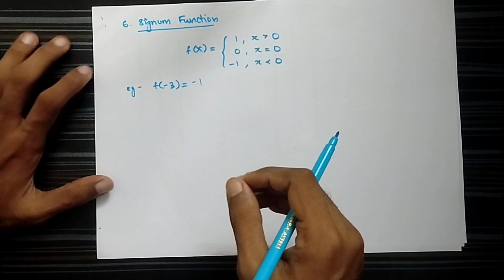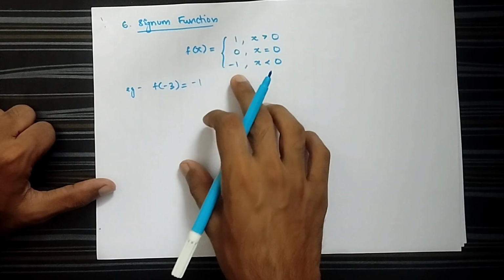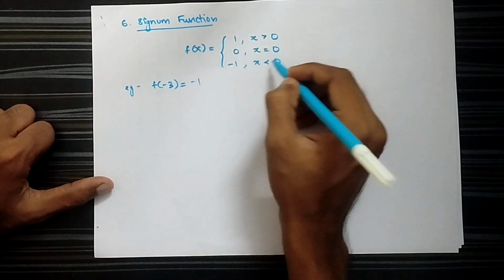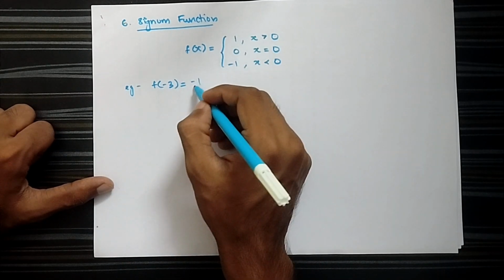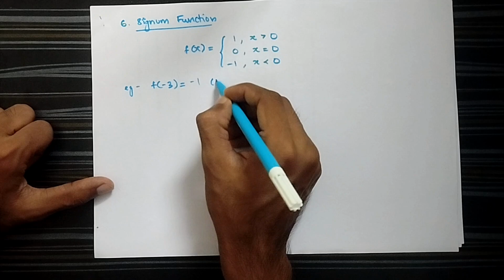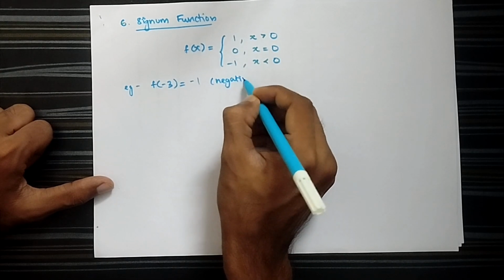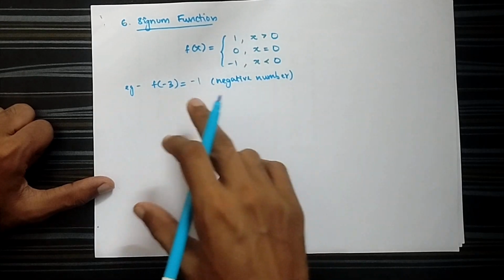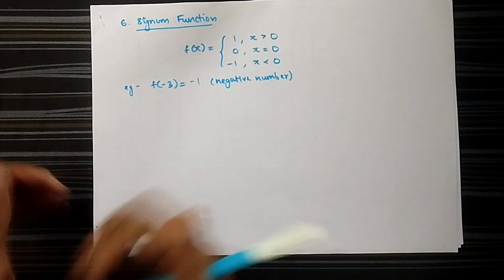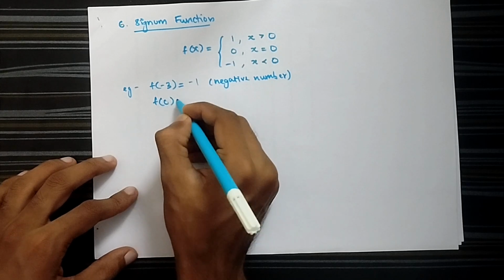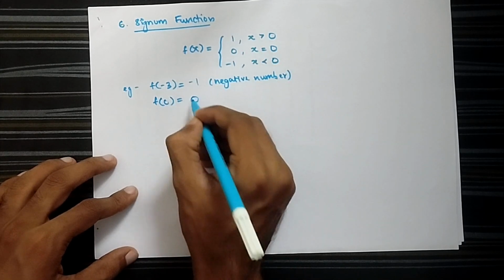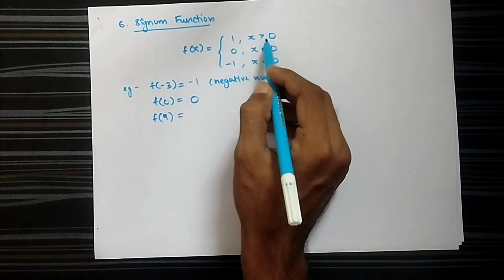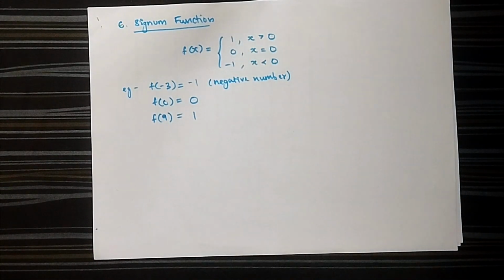So this is basically a constant function, but with 3 constants this time, and it's a piecewise function, so we have to go by the condition. If negative 3 is less than 0, which it is, then the output is negative 1. This shows that it was a negative number. The function just shows whether the input was negative, positive or 0. If x is 0, we use the condition that gives 0. If we give f of 9, a positive number, 9 is greater than 0, so we get 1.